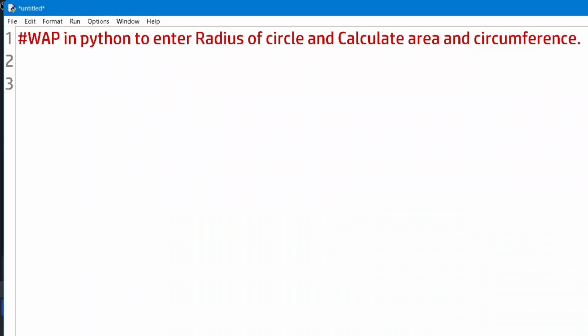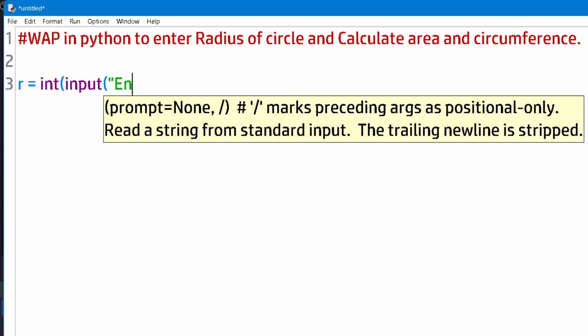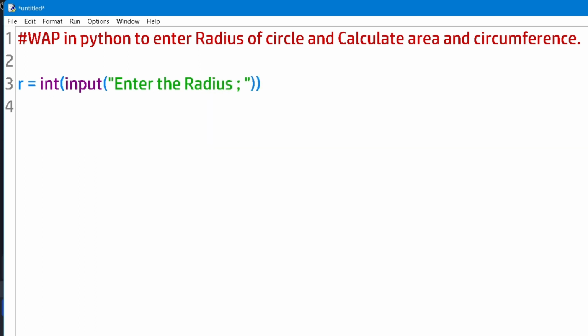Today we will write a program which will enter the radius of a circle and calculate the area and circumference. So we will write here r equal to int input, enter the radius. And now we have to calculate the area.